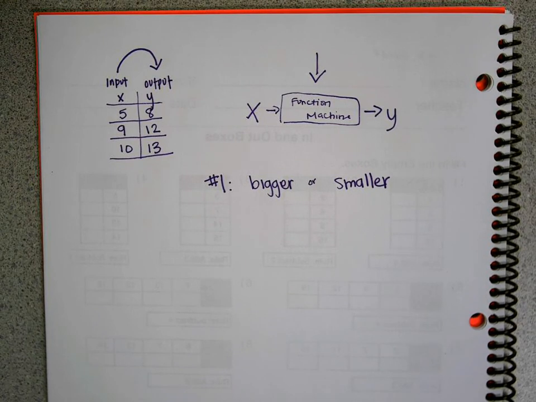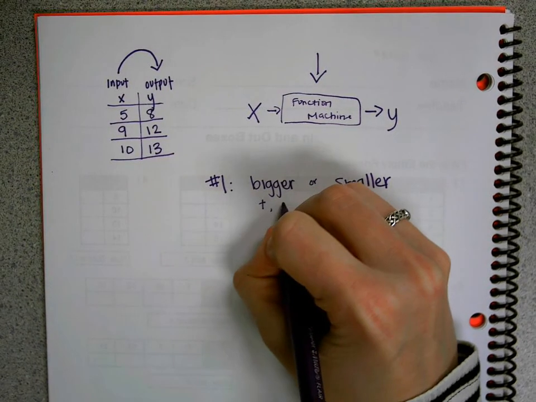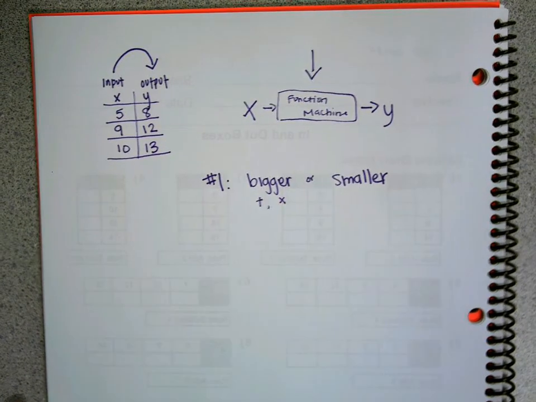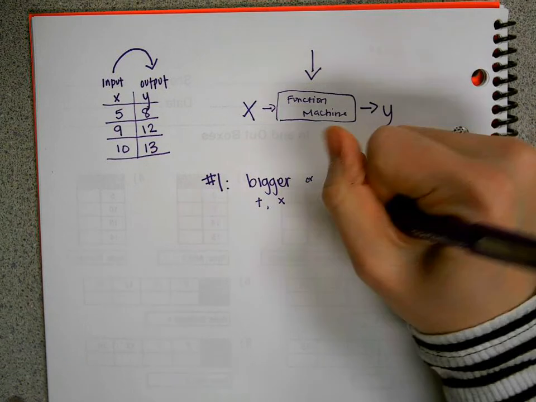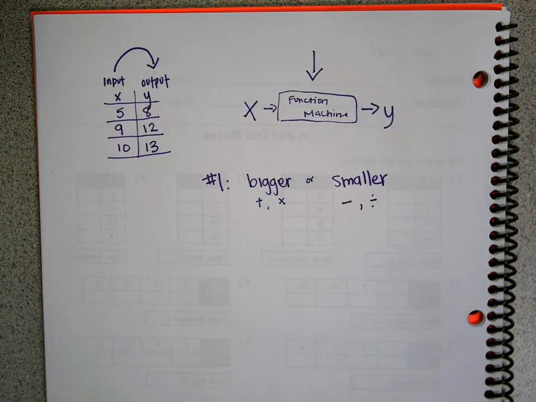Now, there's 4 different operations that we use in math. We use addition, subtraction, multiplication, and division. And 2 of those operations make numbers bigger. So the 2 operations that make numbers bigger are addition and multiplication. And then the 2 operations that make numbers smaller are subtraction and division.